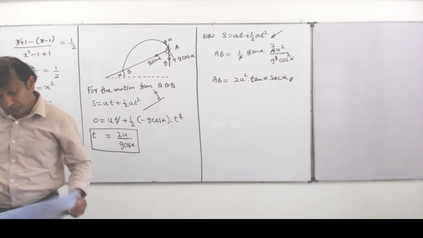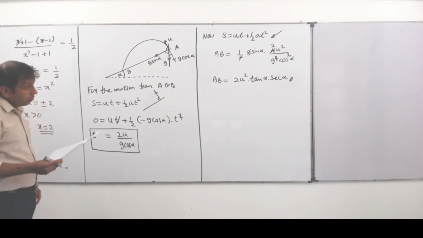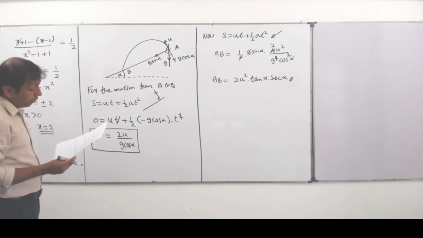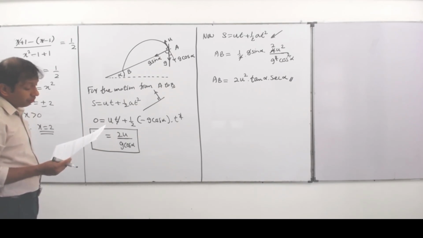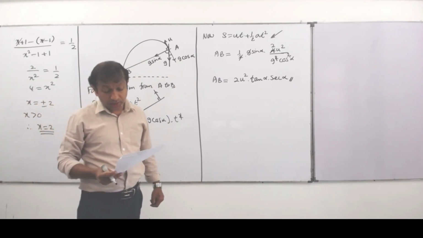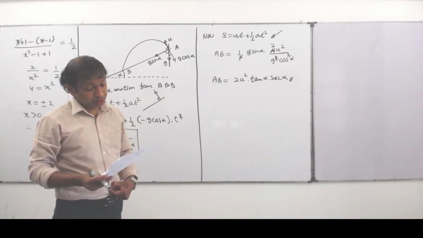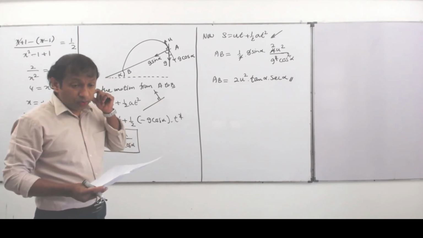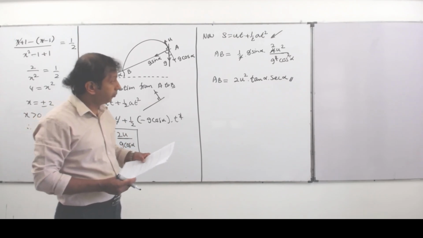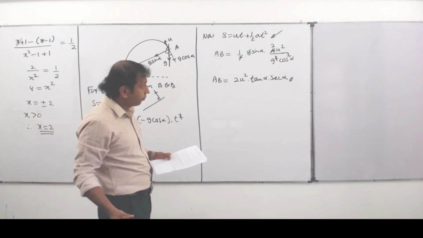Right, next one. As shown in the adjacent figure, the system is released from rest. Initially, the particle B is at a height of 3 meters above the ground. Find the total height ascended by the movable pulley A. Okay, let's see what happens there.